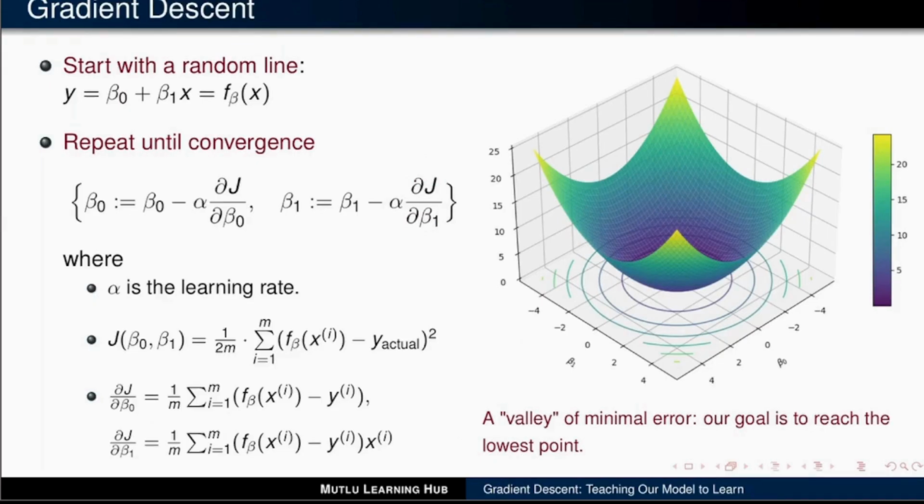We update the parameters by taking a small step guided by the learning rate. With each step, we slide lower on the surface, gradually improving the line. We keep going until we reach the bottom of the valley. That is where the error is minimized and our line fits the data as well as possible. And this algorithm is called the gradient descent algorithm.